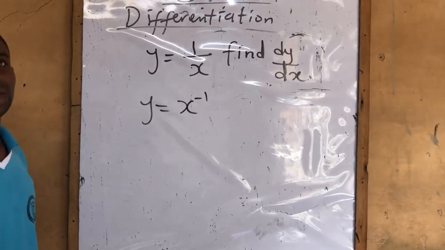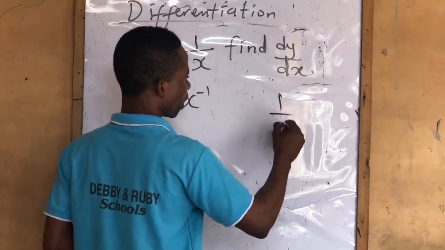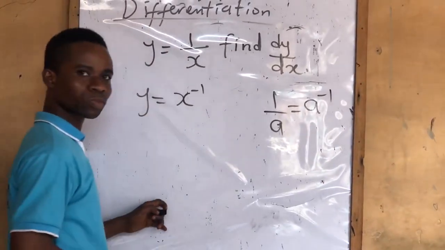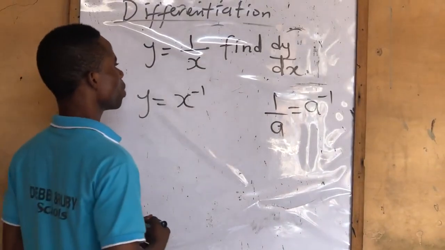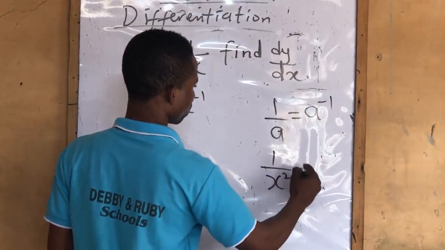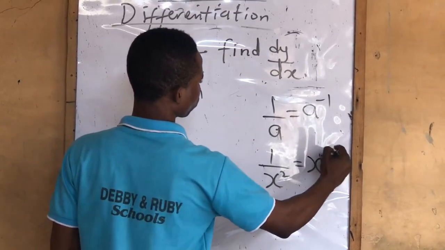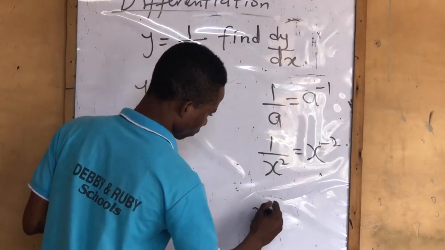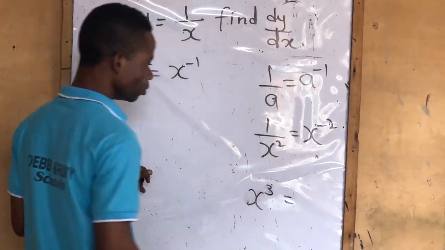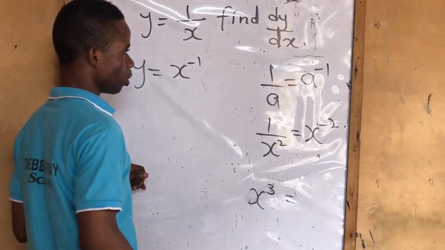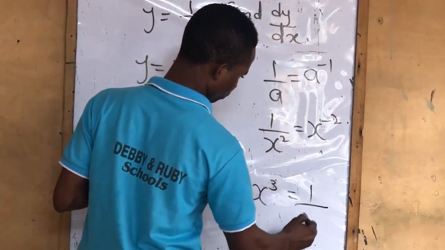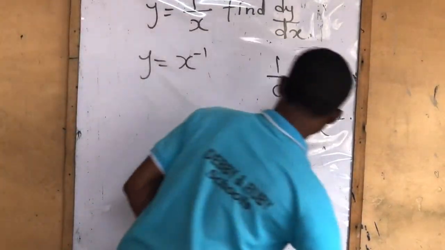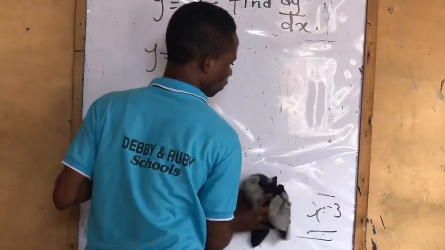Because in our law of indices, when you have 1 over a and you want to bring it up, it becomes a raised to power minus 1. When you have 1 all over x squared, if you want to bring it up, it becomes x raised to power minus 2. In fact, when you have x raised to power 3, if I want to bring it down, it becomes something like this. That's our law of indices.